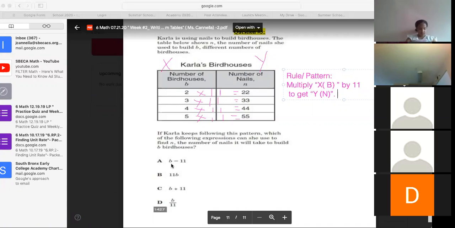Are we going to take B minus 11? Did we do that? No. Did we do B plus 11? Did we add anything here? No. Did we divide B by 11 to get 22? No. So what is the correct answer? B. Do you see that? It's 11 times B. Remember, when there's no sign, it means multiplication. Questions, comments, concerns, issues? Ask me now.